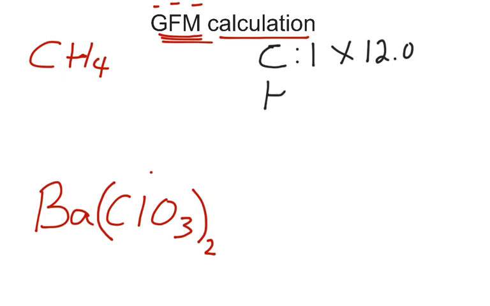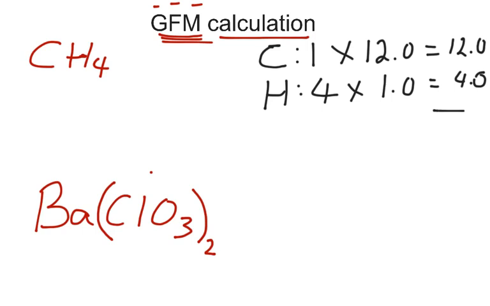You take into consideration the hydrogens. You have 4 hydrogens. Now, I use to 1 decimal place, but some folks use to 2 and whatever, but use whatever your teacher tells you to use, so I'm using to 1 decimal place. So 1 times 12 gives me 12.0, and 4 times 1 gives me 4.0, okay? So I'm going to add those up, and that's going to give me 16.0 grams per mole. Grams per mole, that's going to be my gram formula mass of methane CH4.